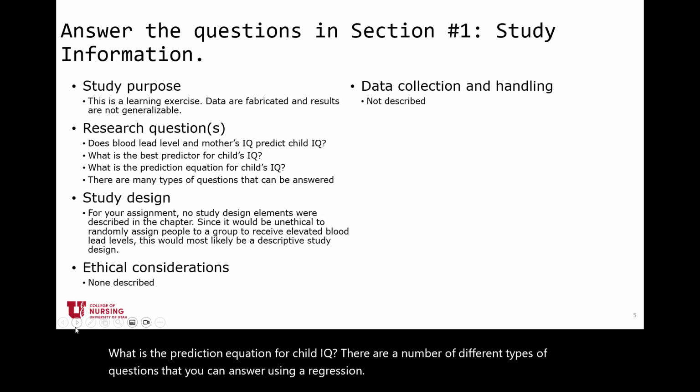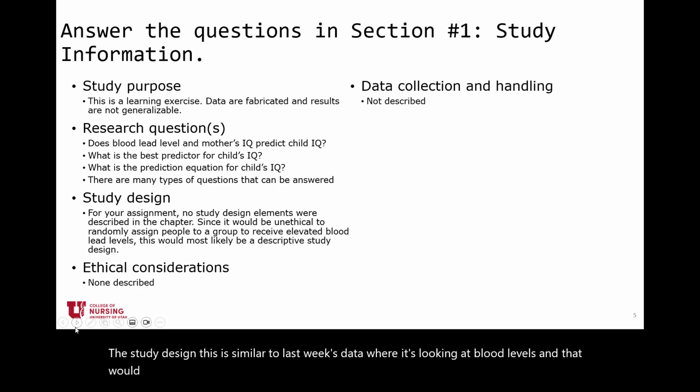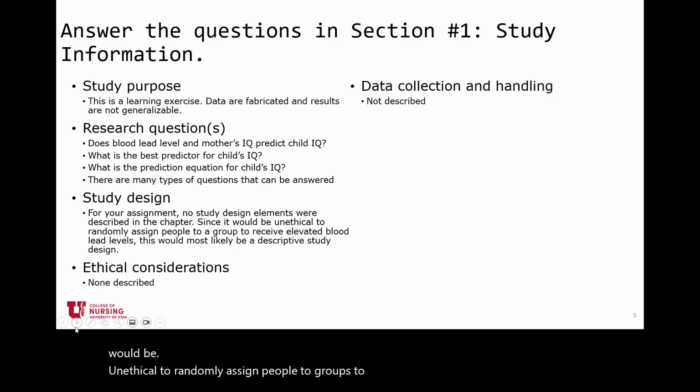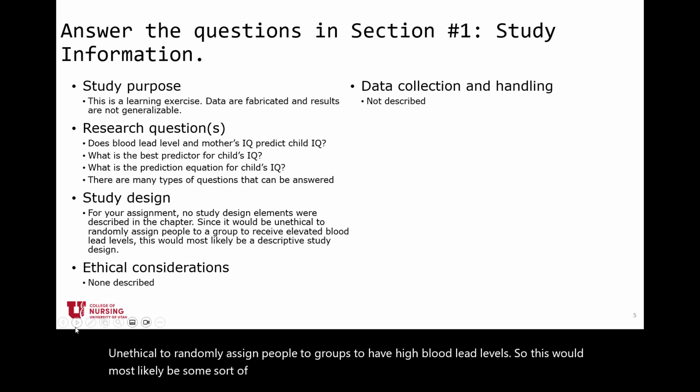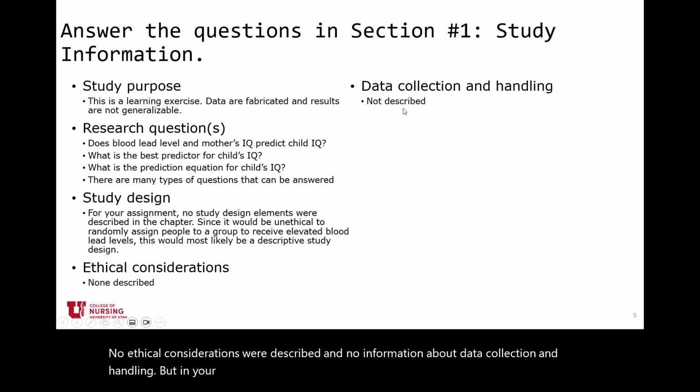The study design is similar to last week's data where it's looking at blood lead levels, and it would be unethical to randomly assign people to groups to have high blood lead levels. So this would most likely be some sort of descriptive design where these things happened and people are studying it. No ethical considerations were described, and no information about data collection and handling, but in your own project you would want to describe those things so that you had that available for your research report.